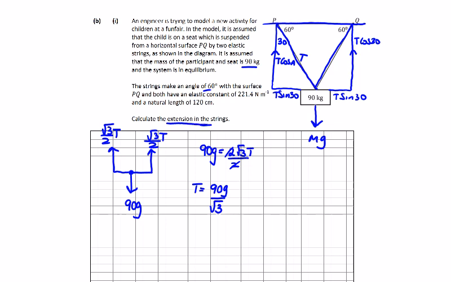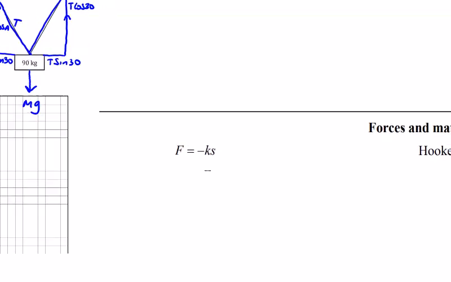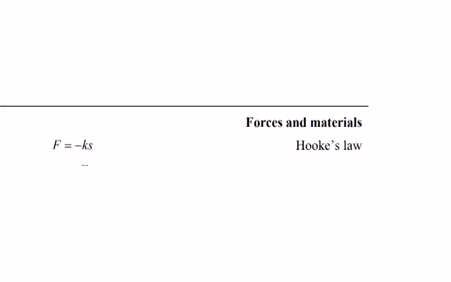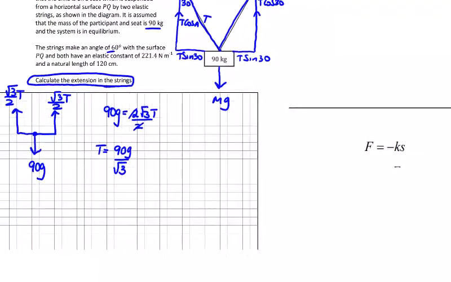We're asked to find the extension in the strings. I misread it as just tension, so there is a little bit more to it. So Hooke's law comes in here. Hooke's law is that the force is equal to minus the elastic constant times s. This elastic constant is positive, so the tension will be equal to Ks. So 90g over root 3 is equal to 221.4 by the distance covered, which is going to be, we want just the extension in the string.